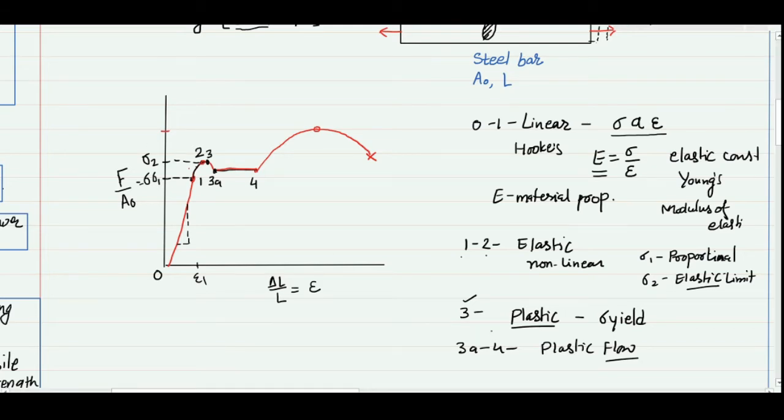Please remember, all these phenomena are normally observed only in mild steel. So point 3 shows a plastic state, and we call it the yield point. Why? Because after this there is an abrupt change in length and the material starts yielding. From 3a to 4 we are not increasing the load but there is a change in length. Beyond 4 again we have to increase the load. So from 4 to 5 the load increases, and the length also increases.